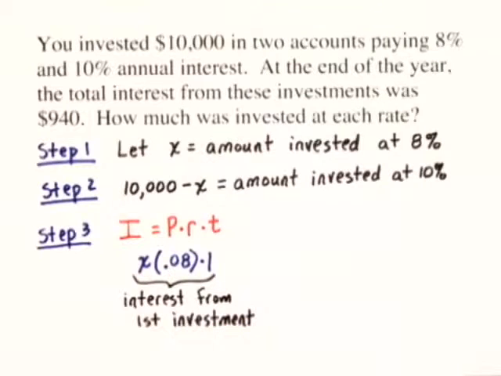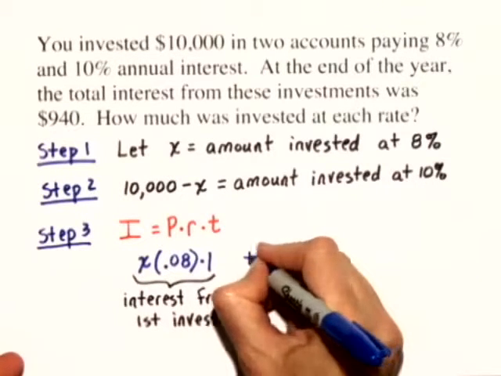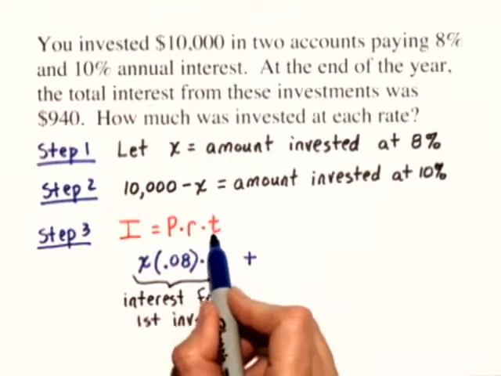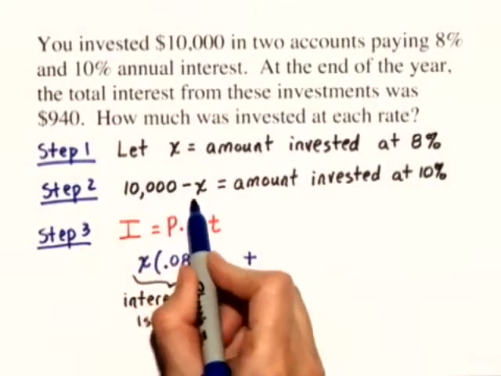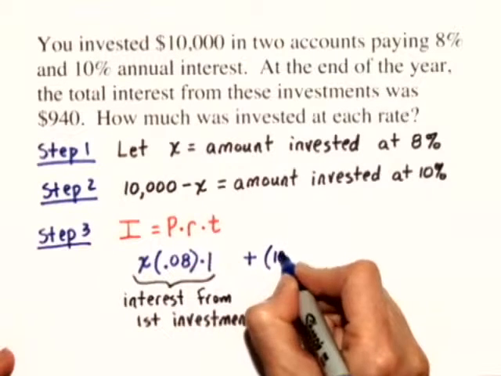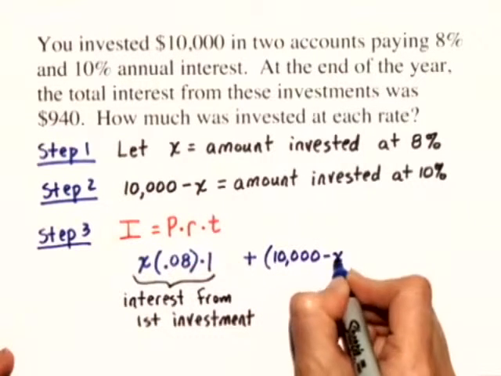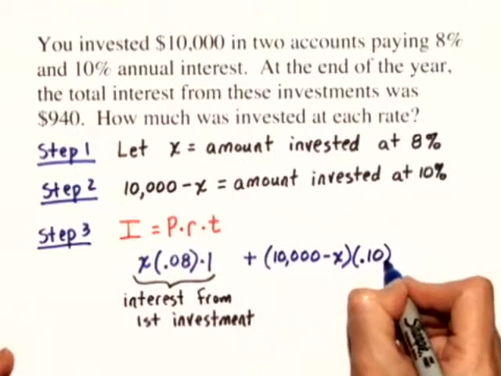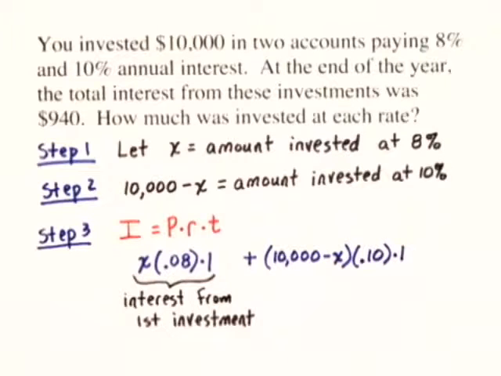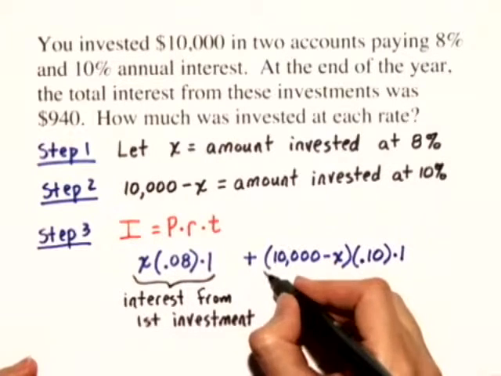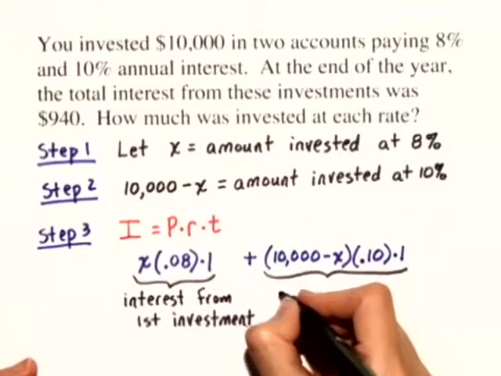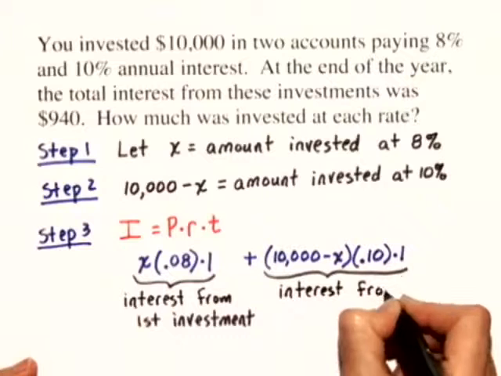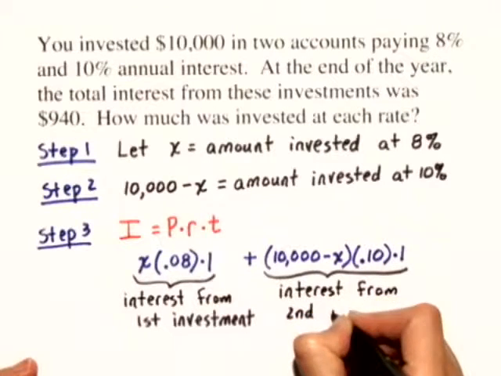We're going to add to that the interest from the second investment. Well, the interest from the second investment is the principal times the rate times the time. So the principal from the second investment is $10,000 minus X, times the rate, which is 10% in decimal form, 0.10, times the time, which was 1 year. So this amount that I just wrote down is really the interest from the second investment.